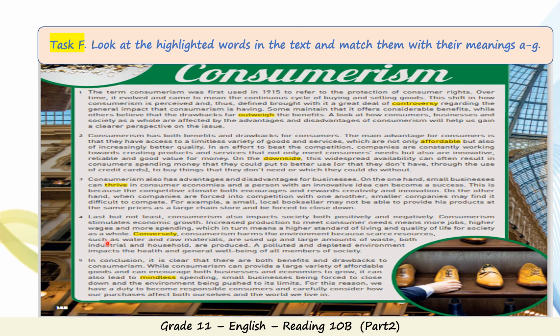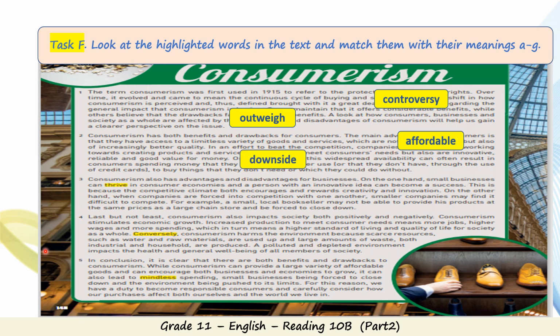Now we move on to task F. You are going to look at the highlighted words in the text and match them with their meanings from A to G. First word, controversy. Outweigh. Affordable. Downside. Thrive. Conversely, mindless.